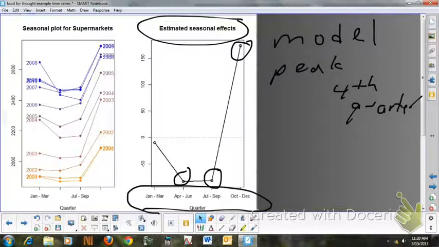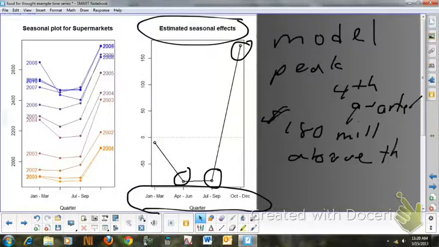And the model is telling us that it's going to be about maybe $180 million above the trend. That's how you write it. So the model estimates from this graph here, the peak is in the fourth quarter, about $100 million above what the average or trend would be.